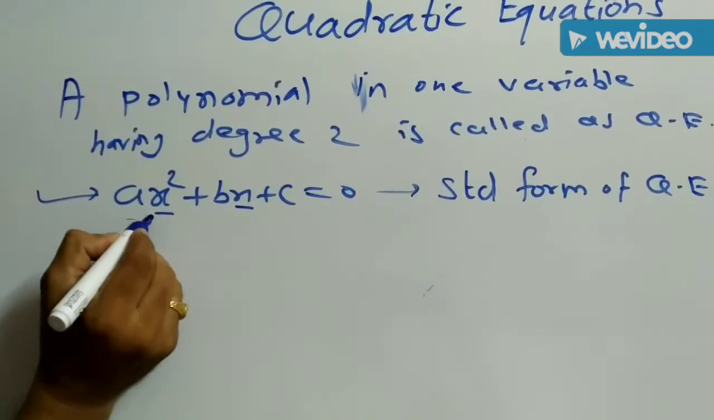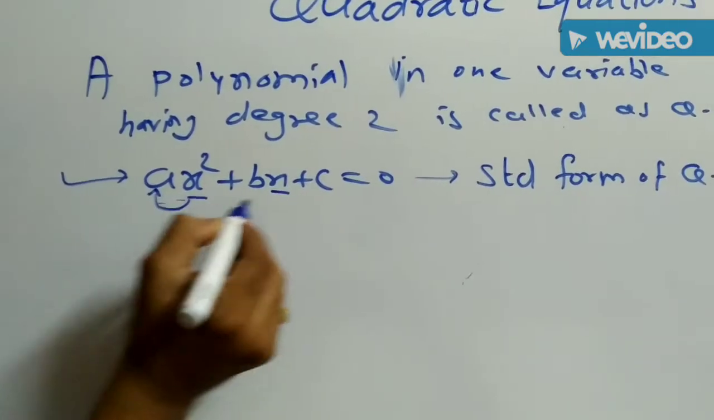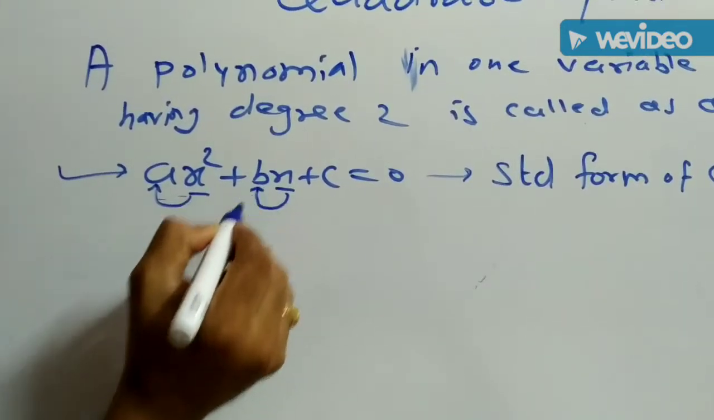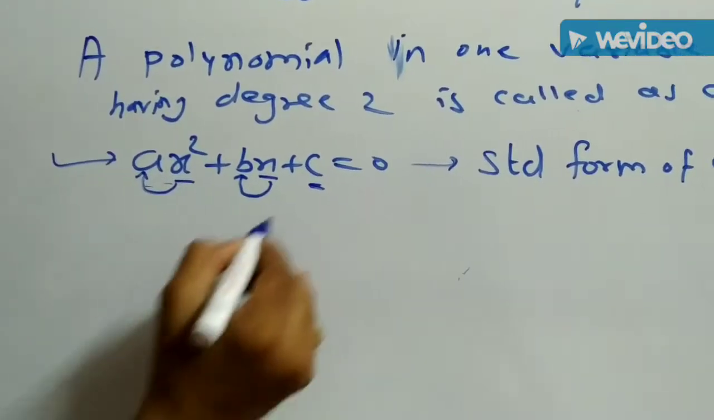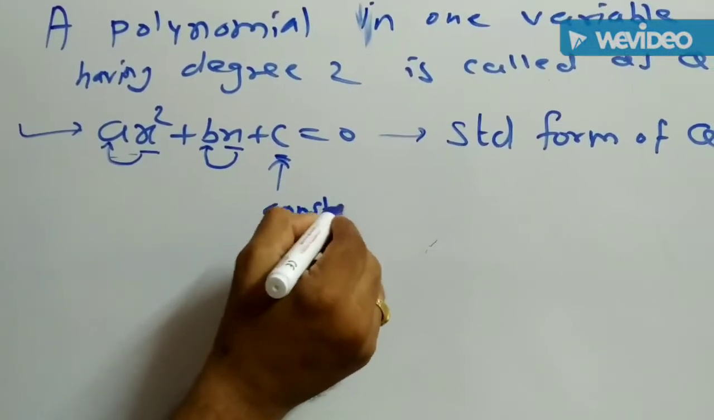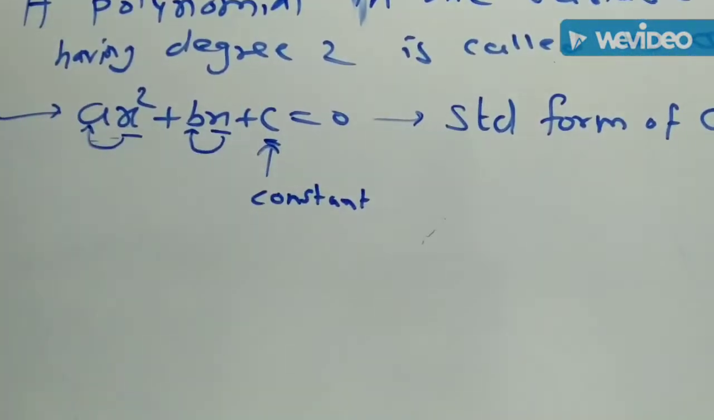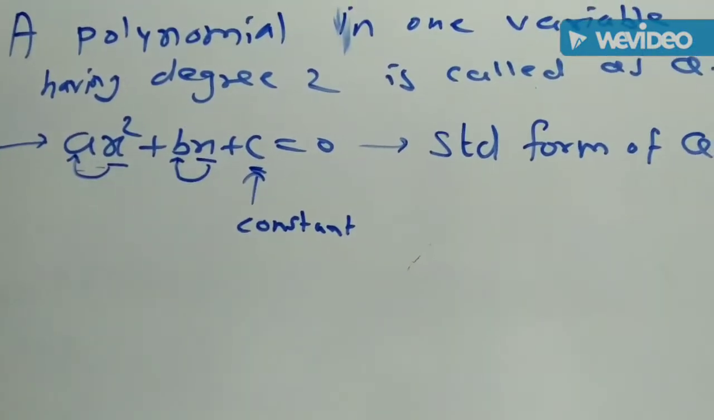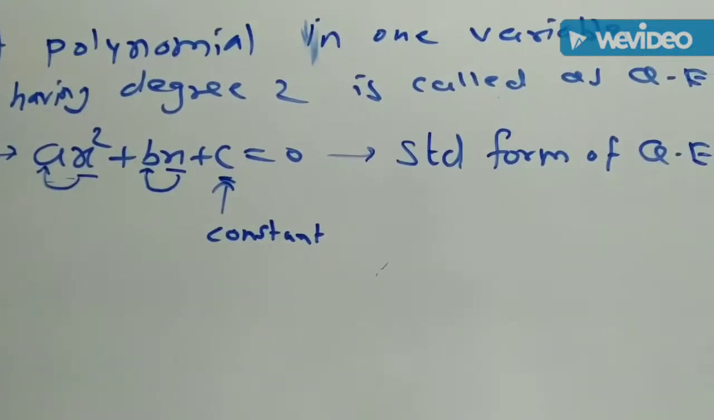In this, the coefficient of the x square term is a, the coefficient of the x term is b, and c is called the constant. This c is the constant value, and this is the standard form of the quadratic equation.